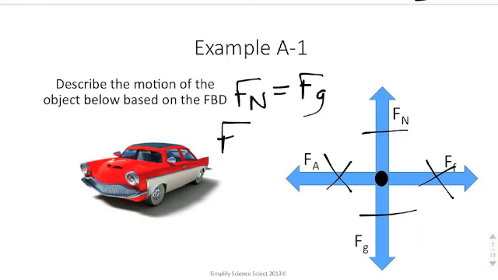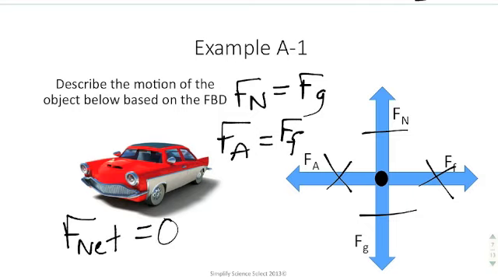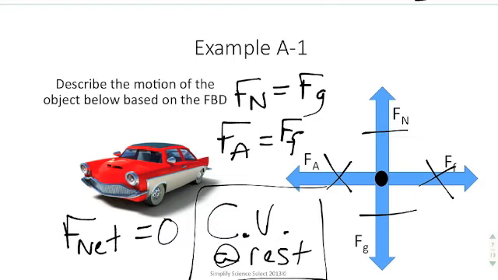I can say that Fa equals Ff. And they cancel each other out because one is left and one is right. So what I can say is that the net force acting on the object is 0. If the net force acting on the object is 0, you can say one of two things. You can say the object is moving at a constant velocity, or you can say it is at rest. And so we have to decide which one based on the stem of the question. So we look back and we say, is there any sort of indication it was moving to begin with or at rest to begin with? And in this case, there's not, so both of these are acceptable answers.